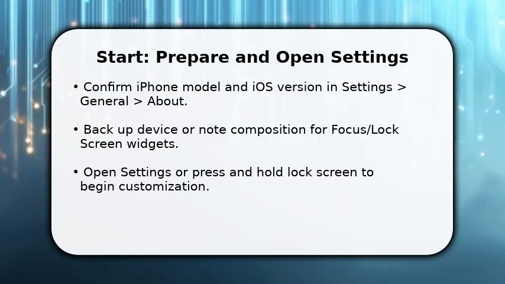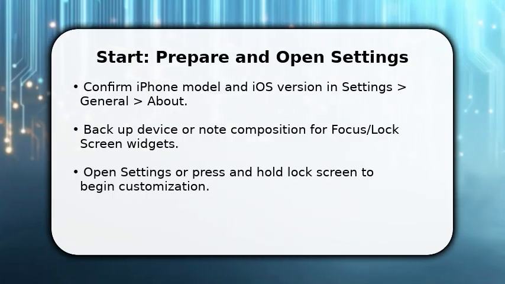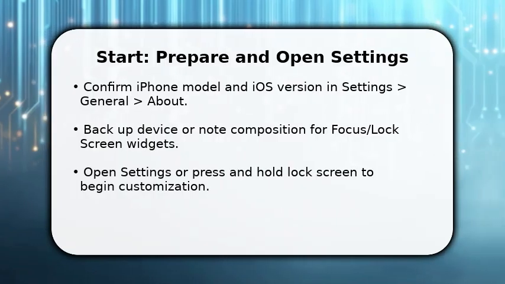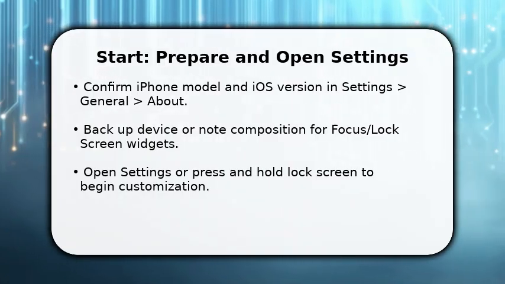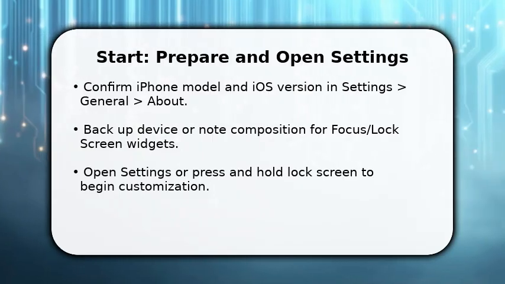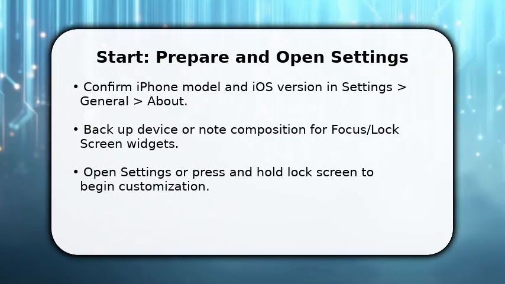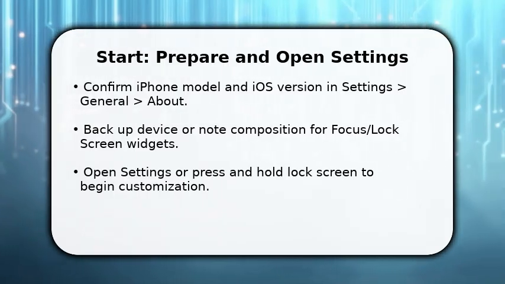You start by verifying your iPhone and iOS so features match what you'll see. This avoids surprises. Once checked, back up any custom lock screen widgets or note current home setup. Now go straight to the lock screen by pressing and holding it or open Settings Wallpaper. Make sure Do Not Disturb or Focus won't hide changes.